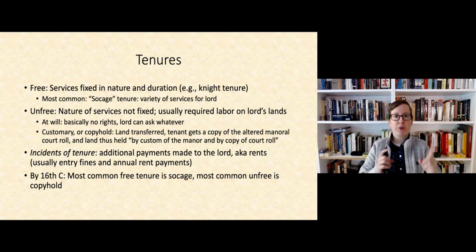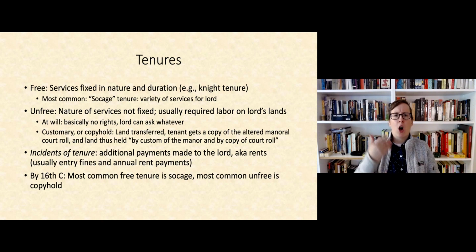So I'm going to divide notions of tenure into free tenure and unfree tenure. So free sounds like you give nothing, but that's not quite right. Free means that the kinds of services that the person gives in exchange for that land use is fixed in nature and duration. So it's very clearly defined. So for example, knight tenure is a kind of free tenure. It's super fixed in nature, it's very clear, and the duration is clear as well.